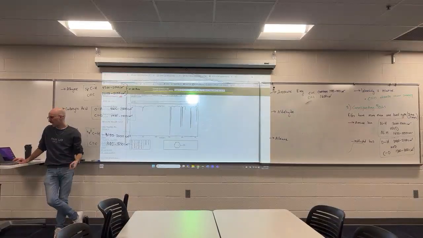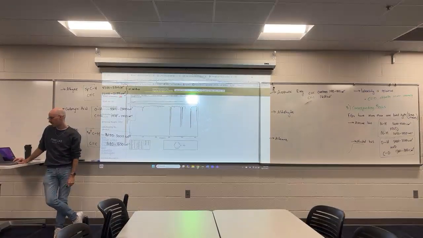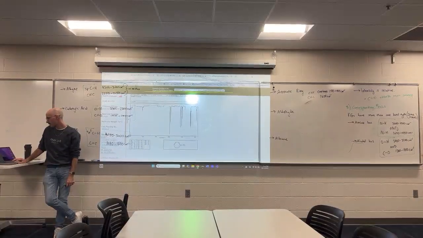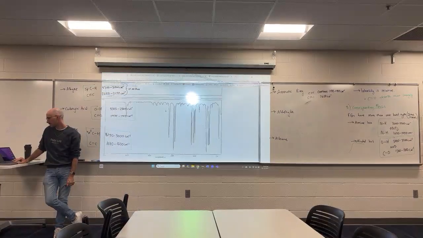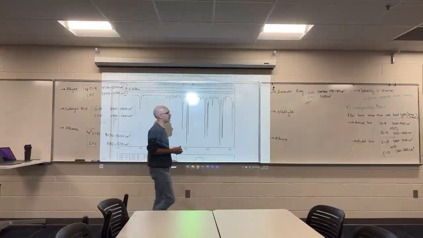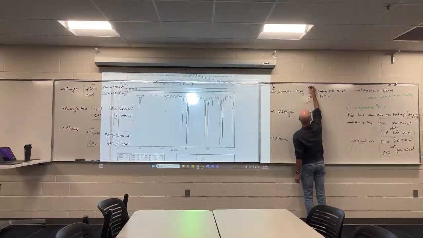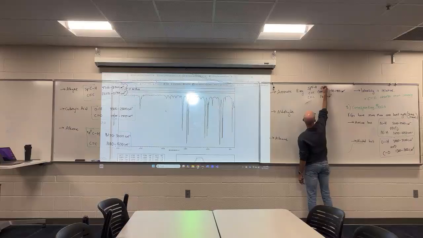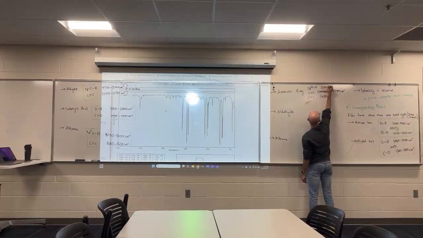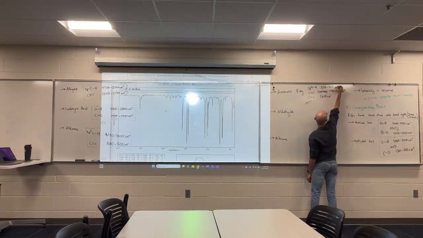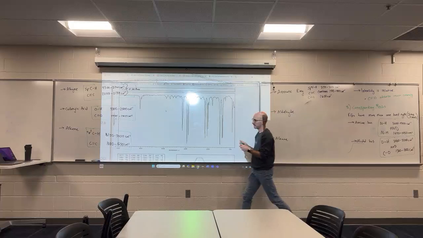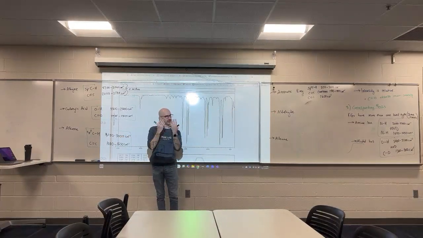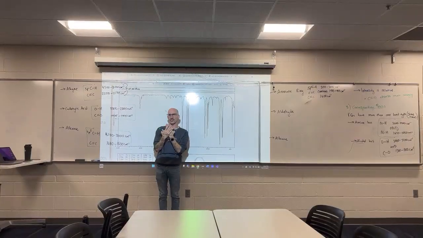All right, give me the last corresponding signal that you would expect to see. Good, the sp2CH, and sadly, that's the exact same range as the sp2CH of the alkene. So they share a range.